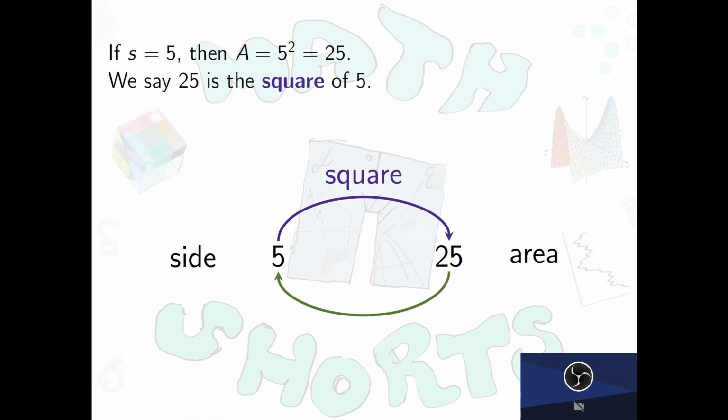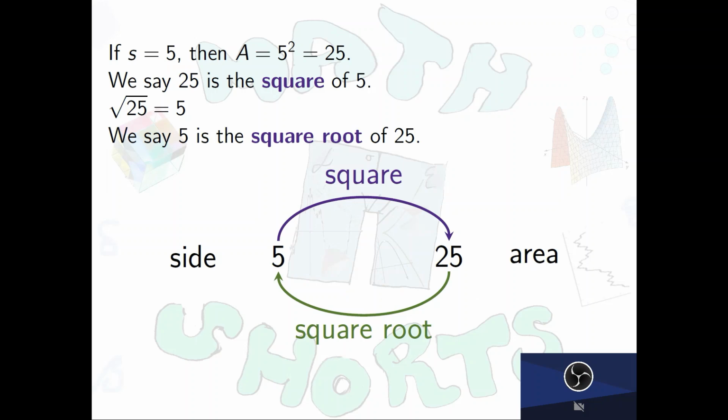Now what we're interested in is the opposite relation. If we start with the area and we want to find the side length, you probably have seen that symbol before, that radical sign. Radical 25 is 5, so going from 25 back to 5, we call that the square root. So we would say that 5 is the square root, or a square root, of 25.